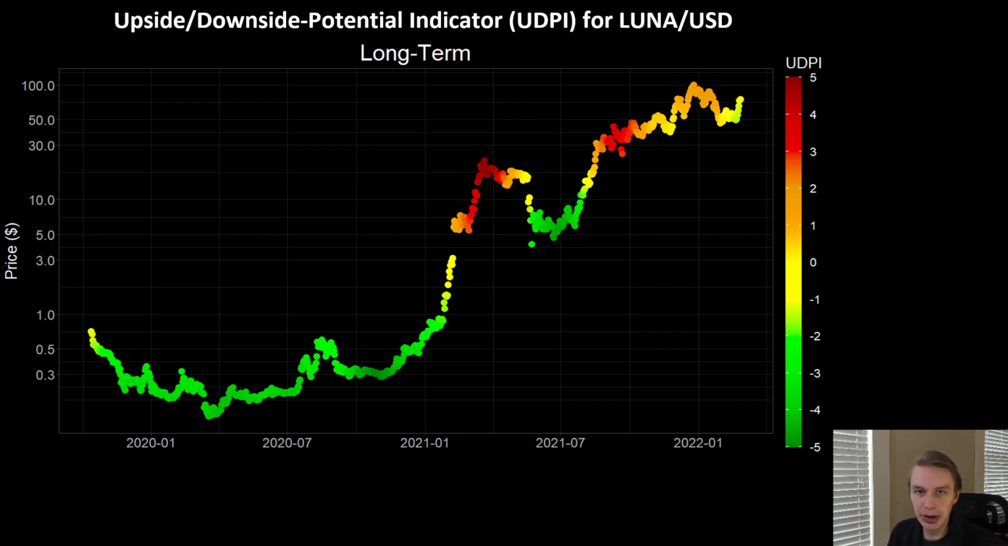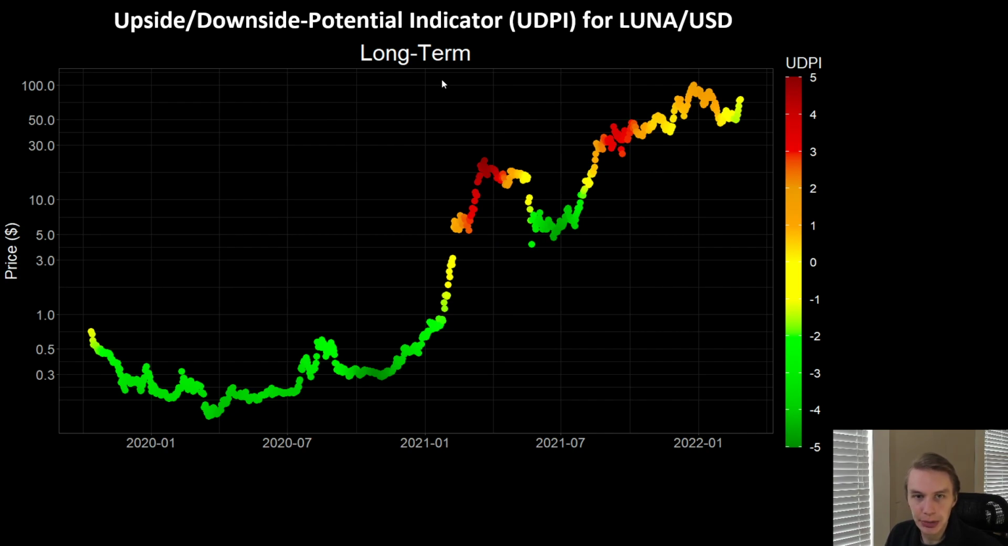So what I'm going to start with is our upside downside potential indicator, or UDPI, for Luna. What I'm showing you here is the price action of Luna color coded to our risk indicator. So 5 is high risk, -5 is low risk. And you can see it does a good job of identifying these high and low risk points throughout Luna's history. And I'm showing you the long-term version of it.